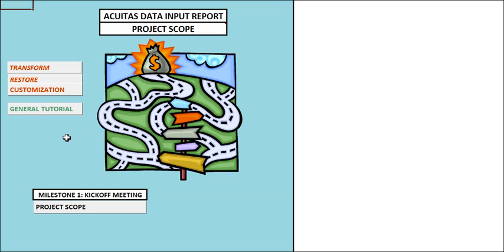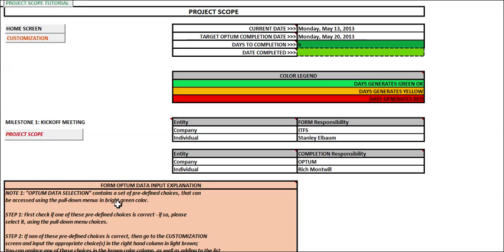The box just below the Acuitas data input form icon displays the name of the milestone for which the data input form is required to be completed. In this example, we can see the project scope data input form is required to be completed for milestone 1, the kickoff meeting. Clicking on the navigation button Project Scope takes us to the screen where Optum inputs the data required in this demo to complete the scope of the project. This is the Project Scope screen. We can return to the home screen by clicking on the home screen navigation button in the upper left-hand corner of the Project Scope screen.